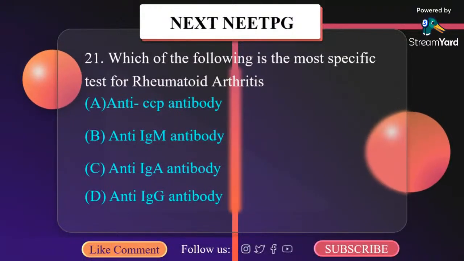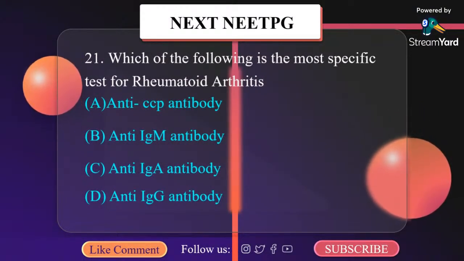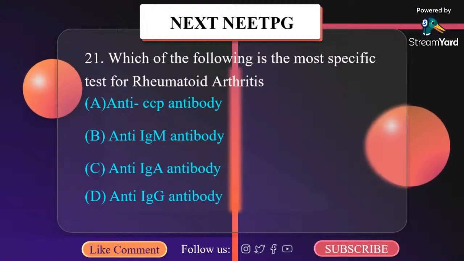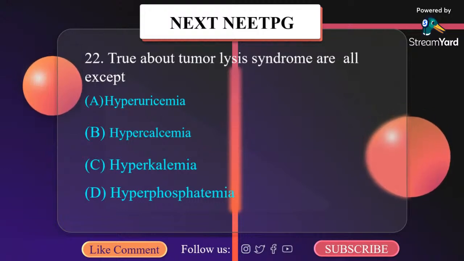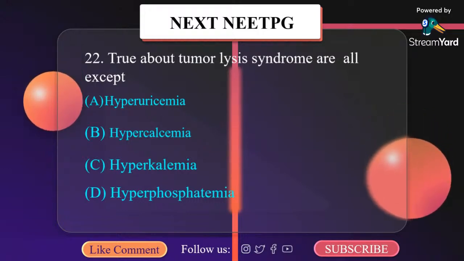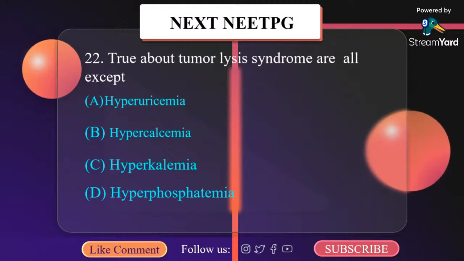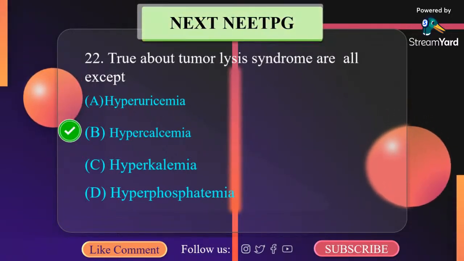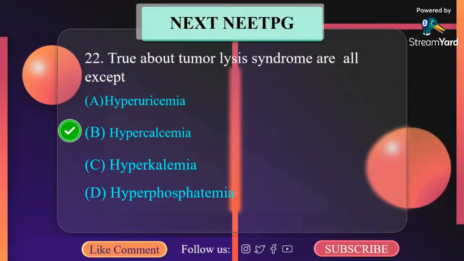Which of the following is the most specific test for rheumatoid arthritis? A. Anti-CCP antibody, B. Anti-IgM antibody, C. Anti-IgA antibody, D. Anti-IgG antibody. It is anti-CCP antibody. True about tumor lysis syndrome are all except: A. Hyperuricemia, B. Hypercalcemia, C. Hyperkalemia, D. Hyperphosphatemia. The correct answer here is B, hypercalcemia. Tumor lysis syndrome is characterized by hypocalcemia, not hypercalcemia.